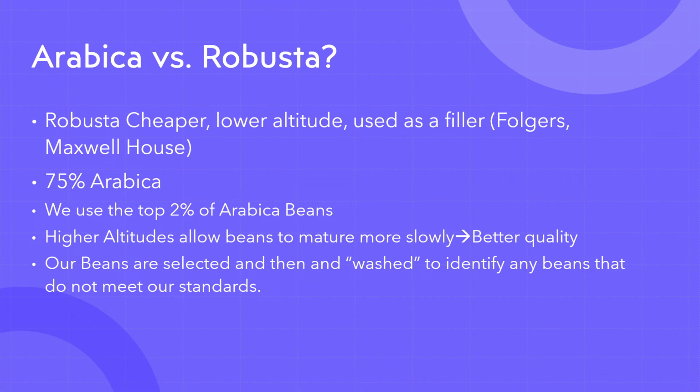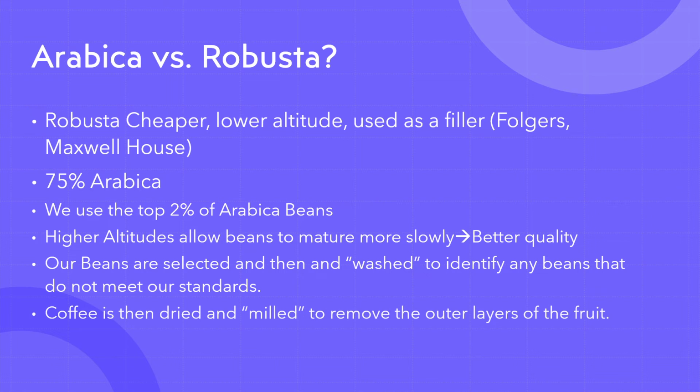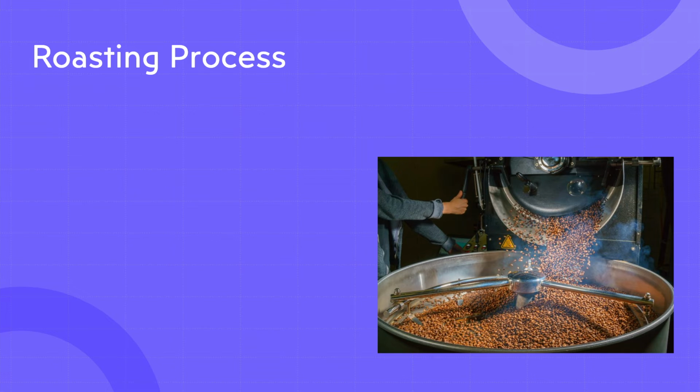Our beans, again, are selected, and then they are washed to identify the best beans. Some beans do not meet our standards, and those are tossed out. And then the coffee is dried and then milled to remove the outer shells, the outer layers of the fruit, leaving just the bean. And guys, I know I'm covering this way fast, but I just want you to kind of have an idea of how some of this stuff works.